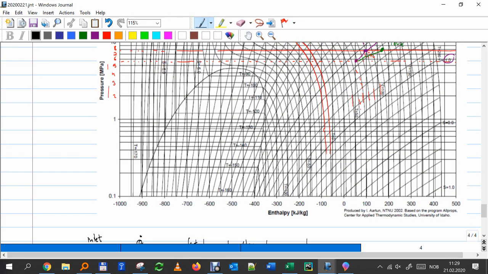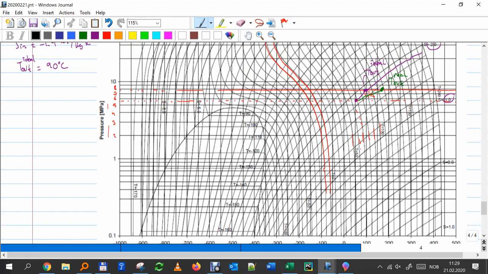For the inlet, we have the enthalpy, right? For the outlet, we have the enthalpy, and we have the mass flow. We can calculate, ideally at least, how much power will be required to compress from 1 to 2, from inlet to outlet. So let's do it together.